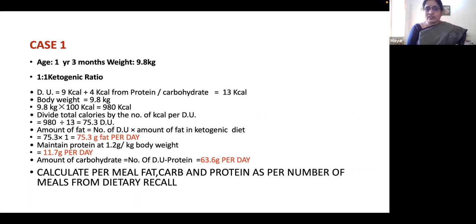We cannot change it; we should follow the same number. If the child is used to taking only 4 or 5 recipes, then if it is 5, we have to divide 75.3 by 5 and 63.6 by 5. That will give the amount per meal or snack.